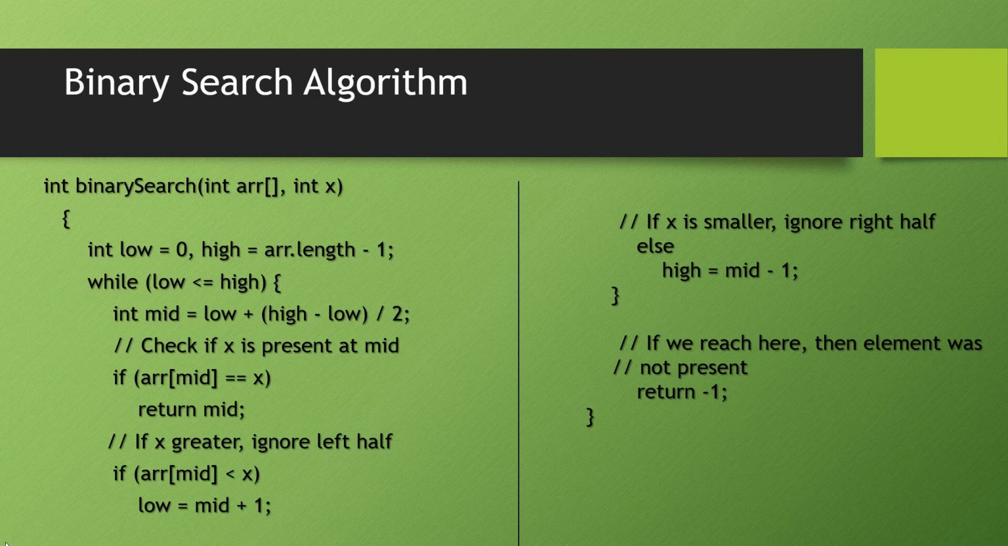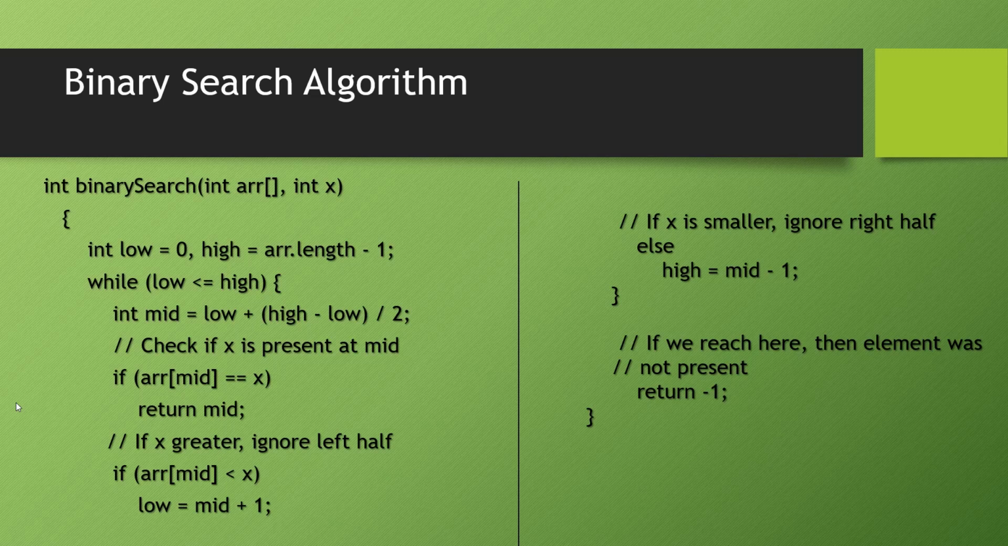If array of mid is less than x, it means our target element value is greater. If our target element value is greater, then this value exists in the right portion, which means the second portion of the array. So we have to change our indices. Our low value is now mid plus 1 and our high value stays whatever the given high value is. Then we check for the target element in that portion only.